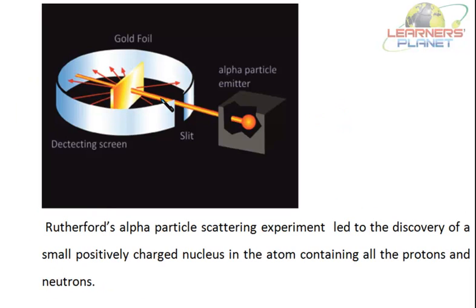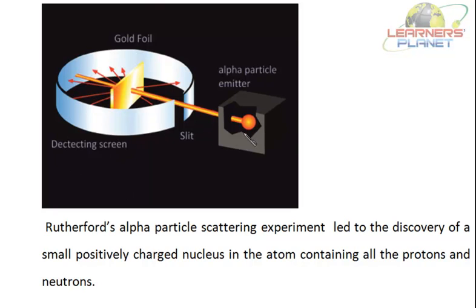Rutherford proposed his model of the structure of the atom based on his alpha scattering experiment. So this is his alpha scattering experiment. Rutherford's alpha particle scattering experiment led to the discovery of a small positively charged nucleus in the atom containing all the protons and the neutrons. So he did his alpha scattering experiment.